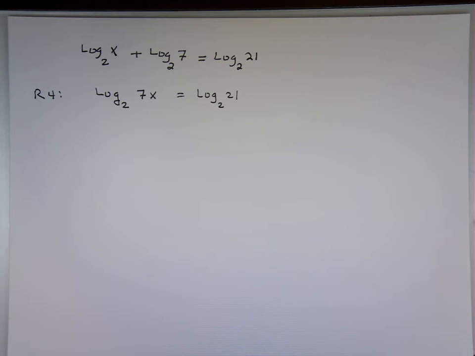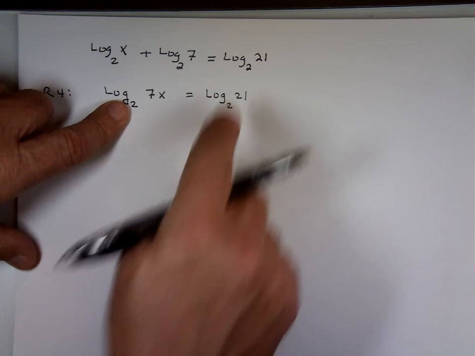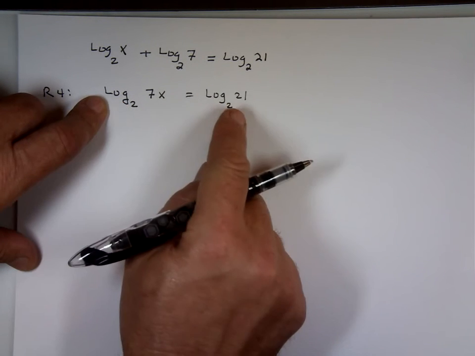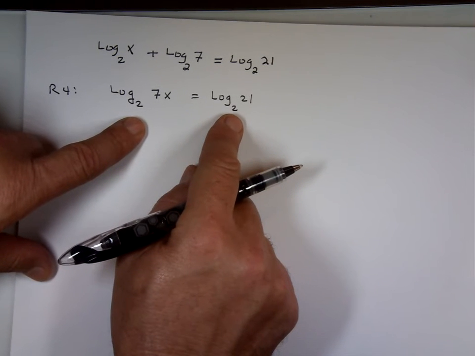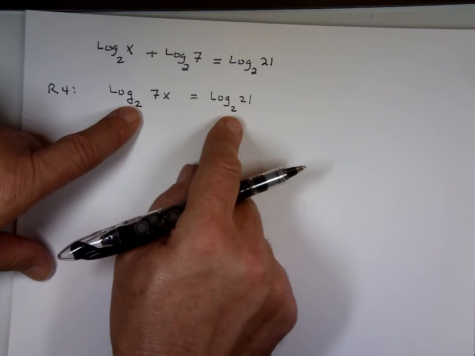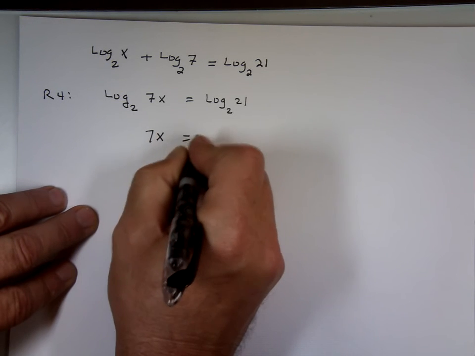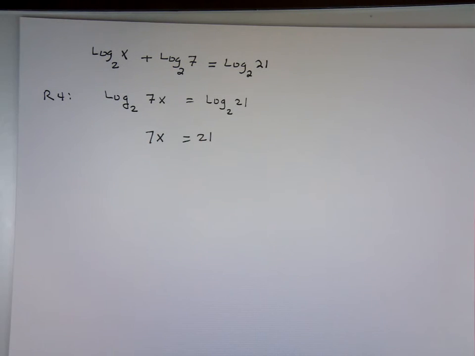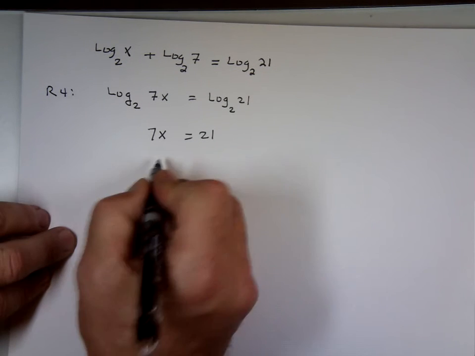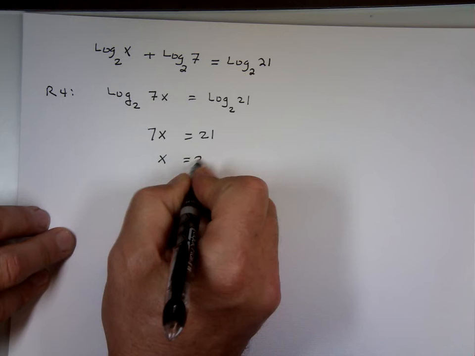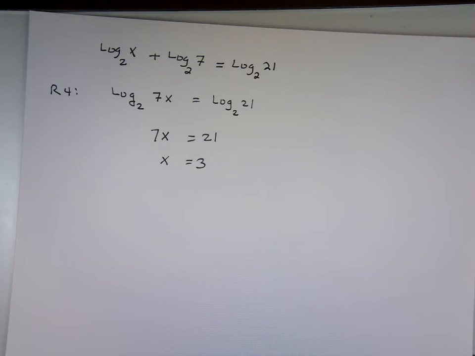I'm almost done with this. One more line. Yep. This side is equal to this. You get the log on both sides, the same base. The only way these two will equal each other is if 7x equals 21. That's the only way they'll equal each other. So x will have to be 3. So you just ignore the logs? Yep. Go with the numbers.